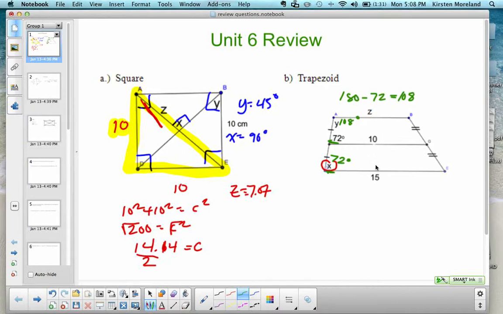To find z, you have to remember that this is a mid-segment. So to get from here to here is 5. So to get from here to here, to get to the smaller one, if you went down 5 to get to 10, you're going to go down another 5, and you get z to be 5.